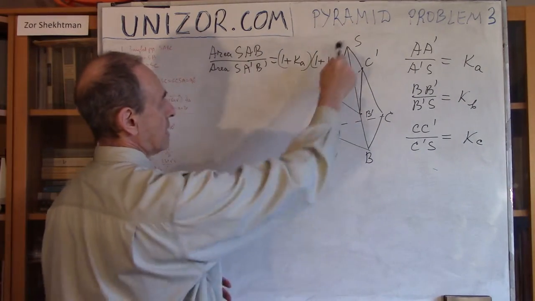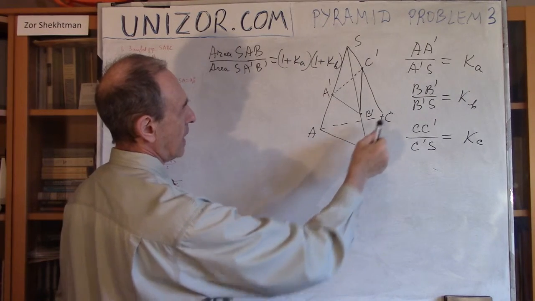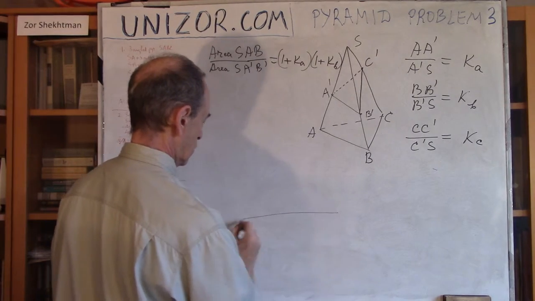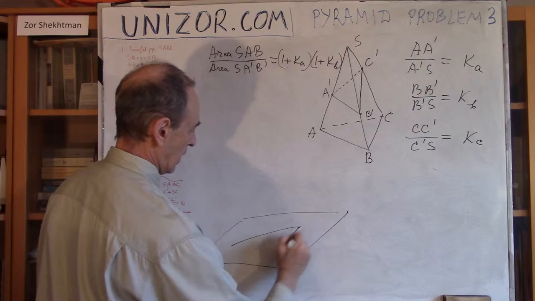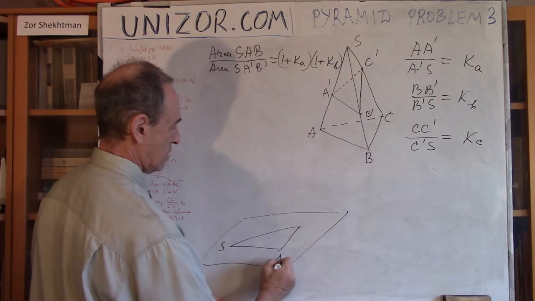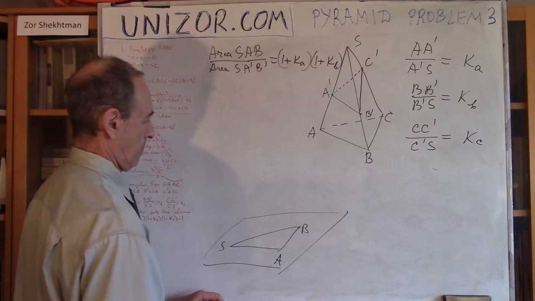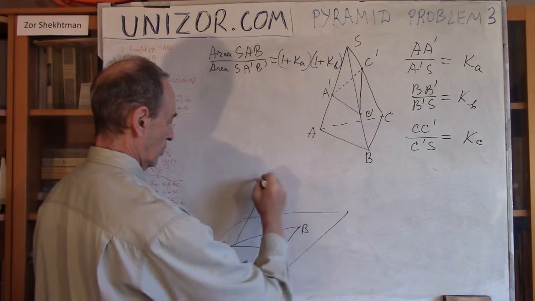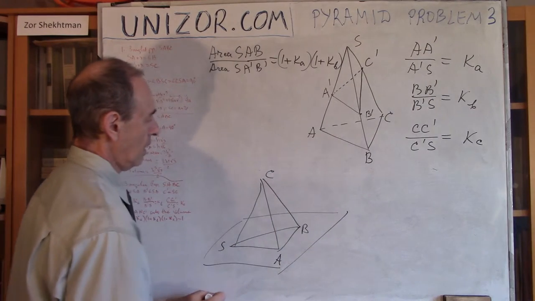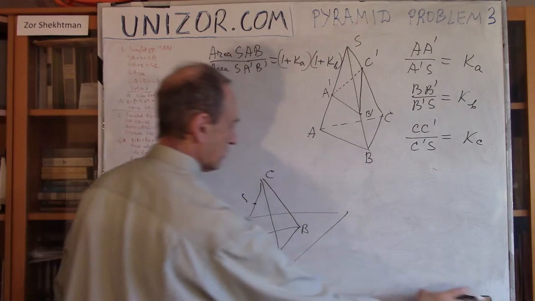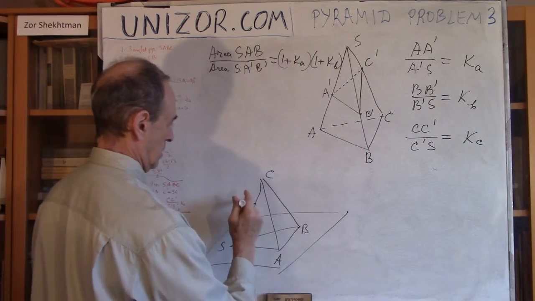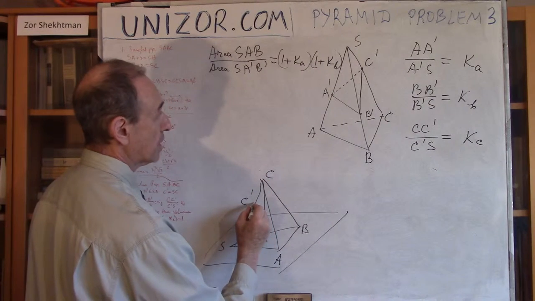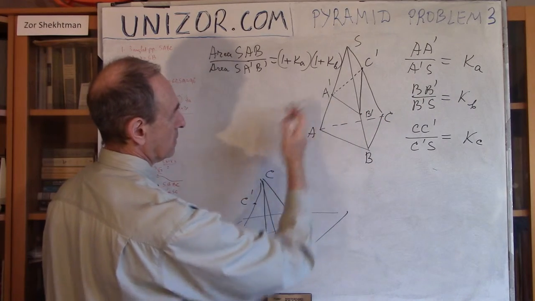Let's think about it. SAB is the base. Now we have a perpendicular from C to this base. So let's have a plane, which is the base. Somewhere here we have this triangle, SAB, right? Now, somewhere here we have a point C, which is connected to all three of them. And somewhere here we have a point C prime. So we have dropped the perpendicular from C. That's an altitude of the big pyramid from here to this plane, SAB.